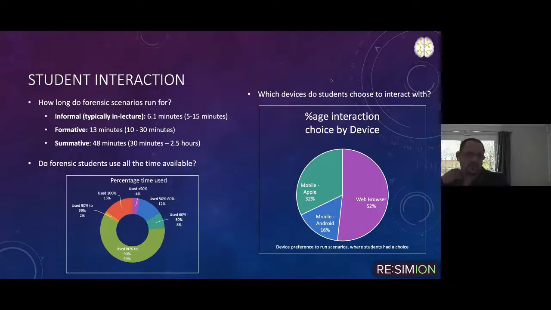And these scenarios break down into 3 parts. There are informal ones that are run during a lecture. Maybe the whole cohort of students are competing against each other for points. They run usually for about 6 minutes on average, typically 5 to 15 minutes, that are being run in a lecture, right up to the summative assessments, which are running on average for 48 minutes. With the shortest typically for a summative assessment being 30 minutes, some running up to 2.5 or even in one case 3 hours.